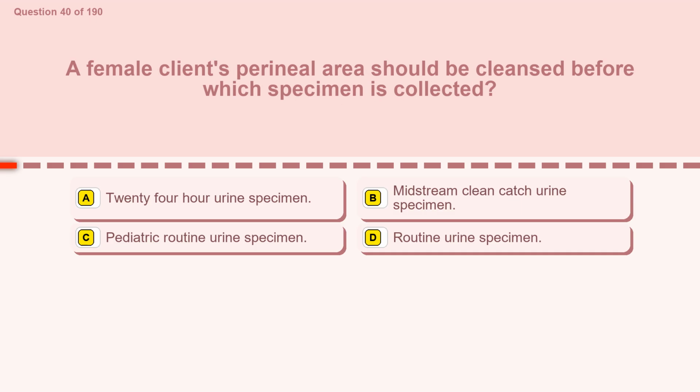Question 40. A female client's perineal area should be cleansed before which specimen is collected? Option A, a 24-hour urine specimen. Option B, midstream clean catch urine specimen. Option C, pediatric routine urine specimen. Option D, a routine urine specimen.